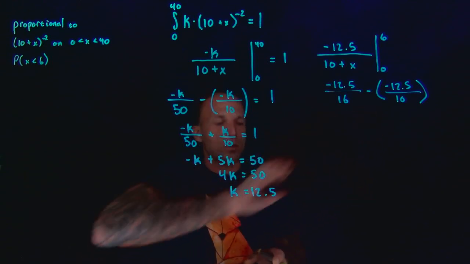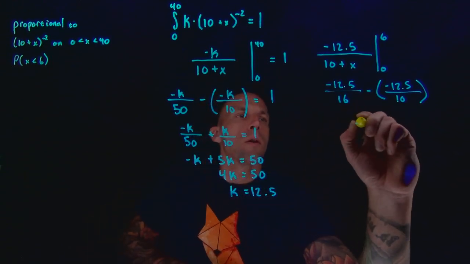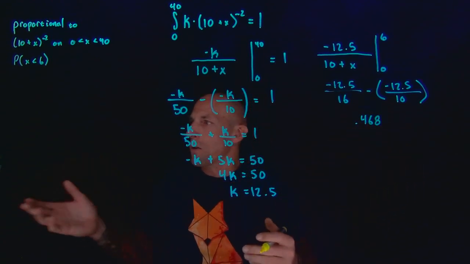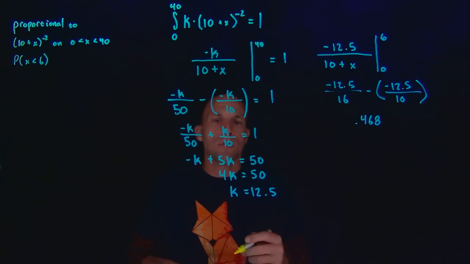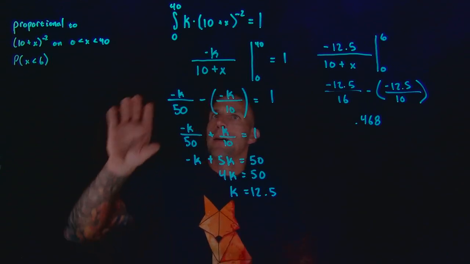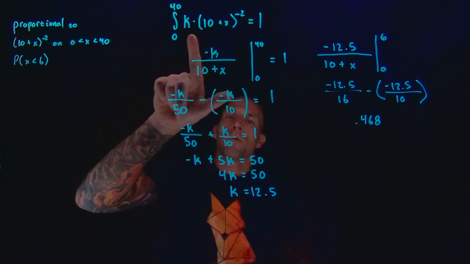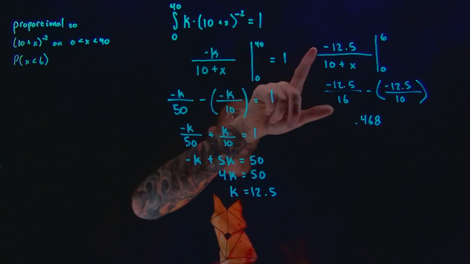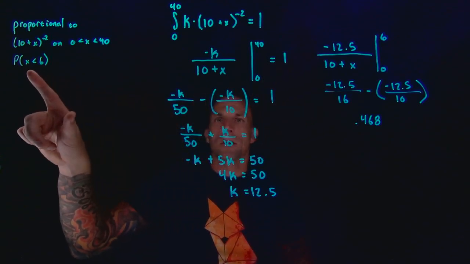If you run all this through the calculator, you get 0.468, which is about 0.47. So the correct answer choice here is C. And again, solve for the constant of proportionality first, and then substitute that constant in to answer the question that you were asked.